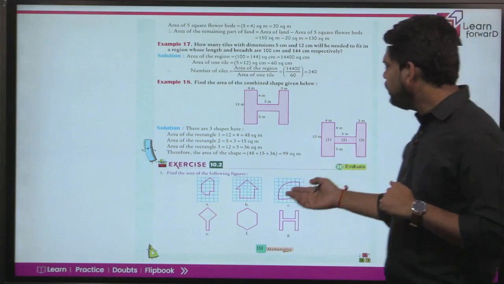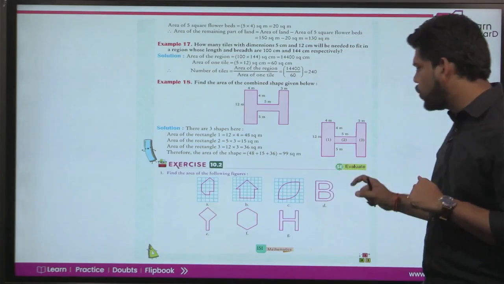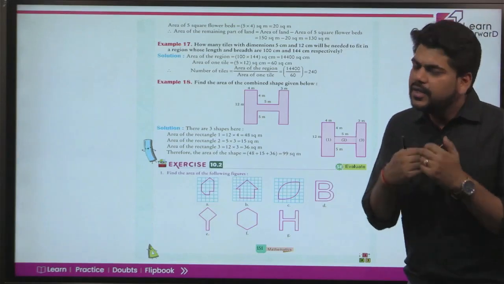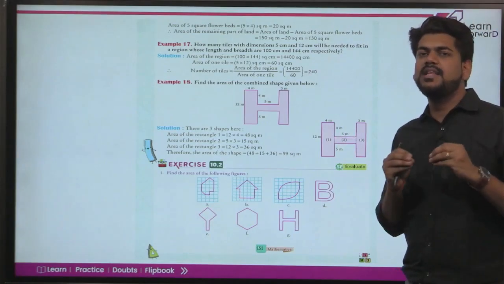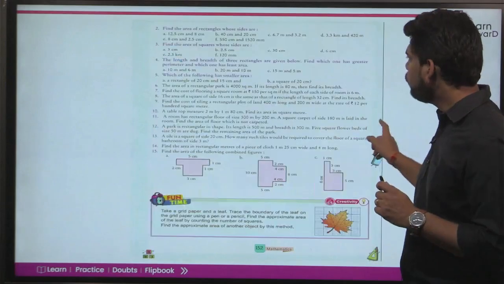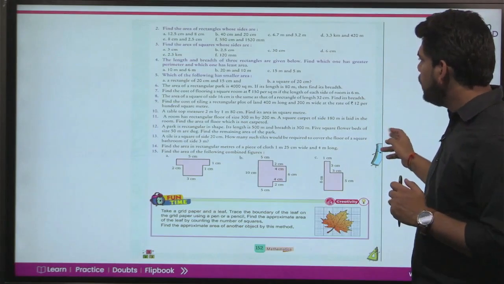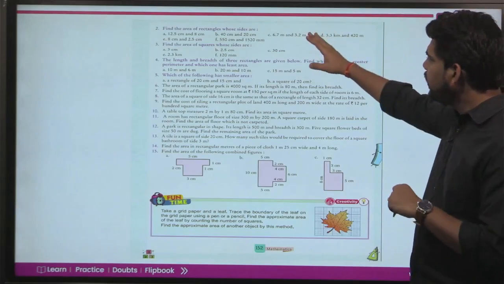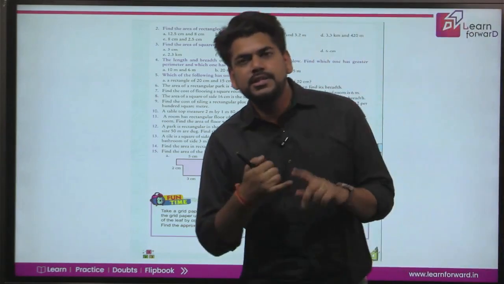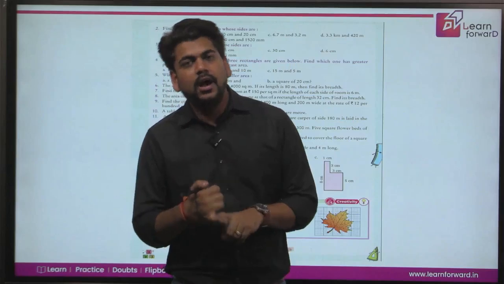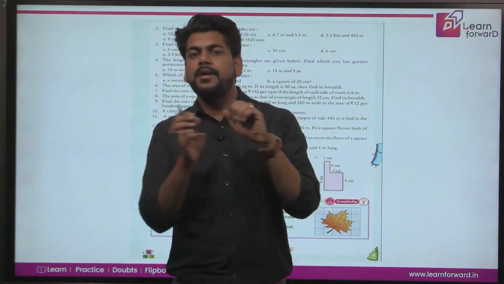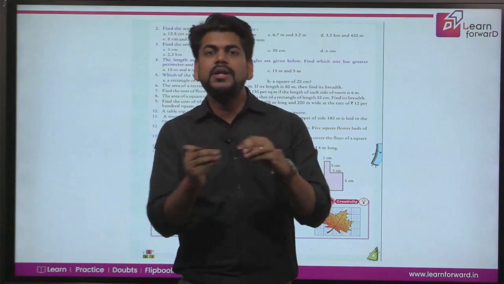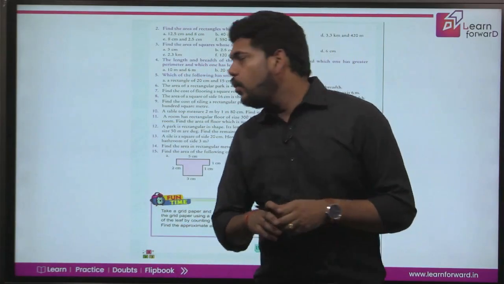So find the area of this figure. You can calculate the number of squares that are full, that are more than half, or that are half. And you can simply ignore the squares which are less than half. So I believe this is all from this particular chapter. You have completed the concept of what is perimeter, what is area, what is perimeter of square, perimeter of rectangle, what is area of square, what is area of rectangle. I hope the concepts are clear to you.